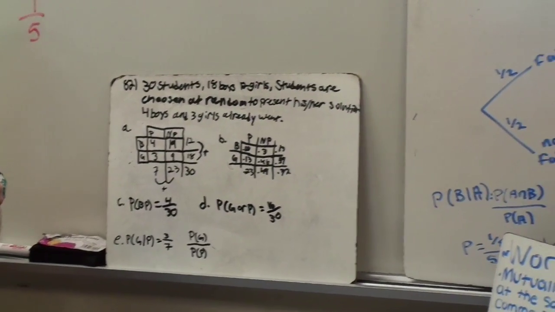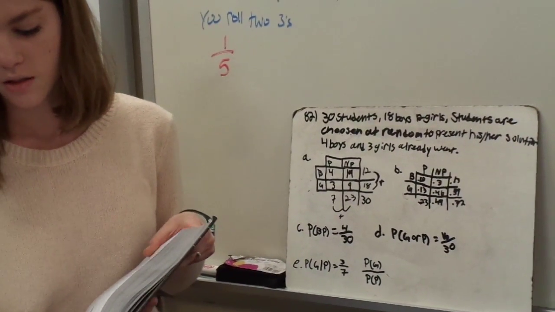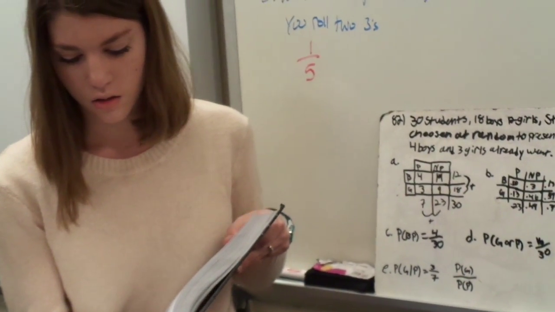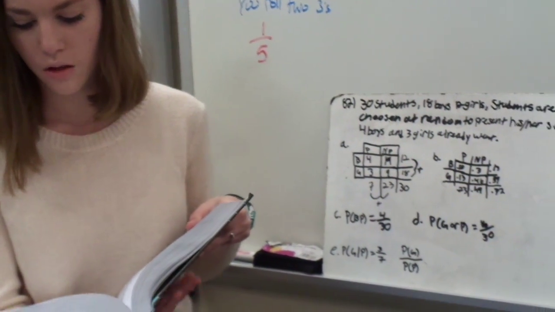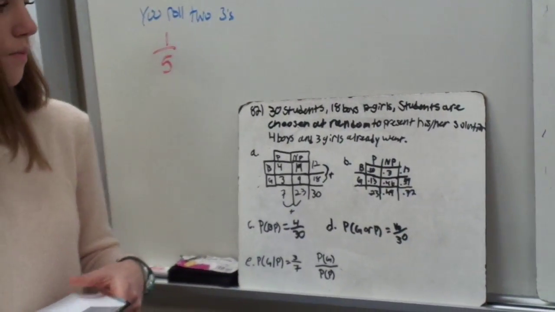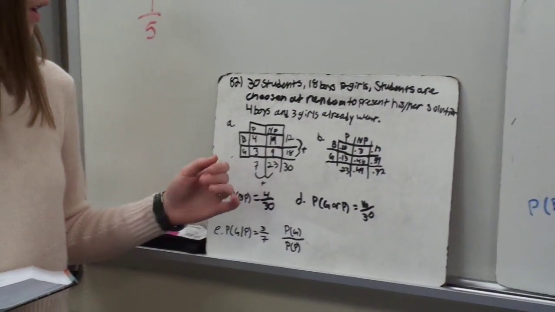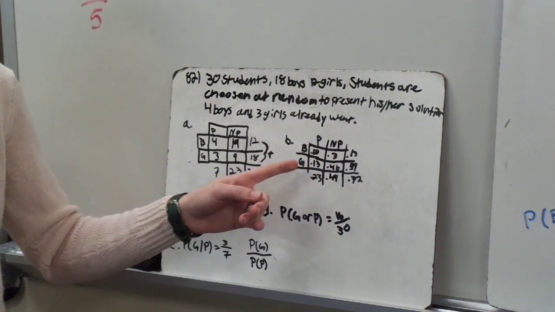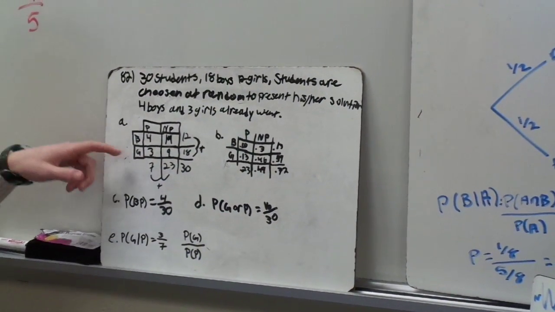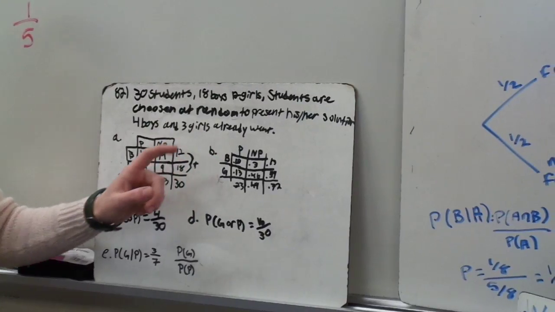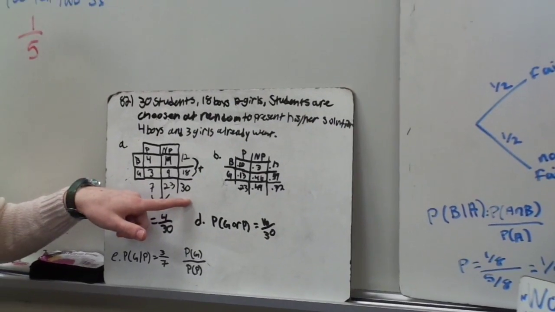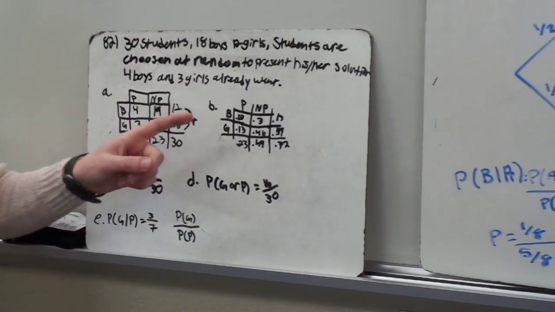B says sometimes two-way tables have probabilities for entries instead of counts to make it easier to solve problems. Make a new two-way table, but this time use probabilities instead of counts. So for this, for girls it's 3 out of 30, which is 1/10, and then boys is 4 out of 30 in the presented, which is 2/15.